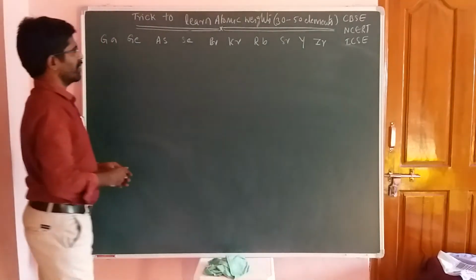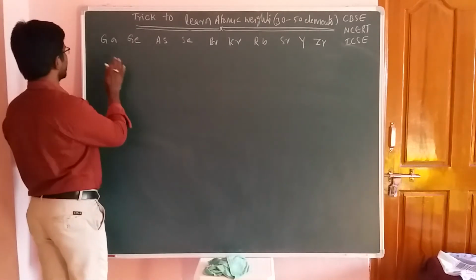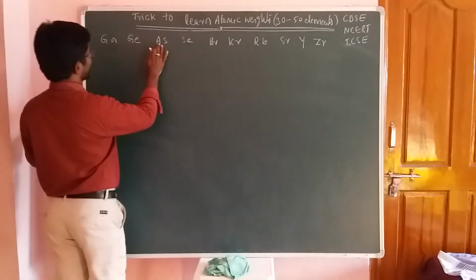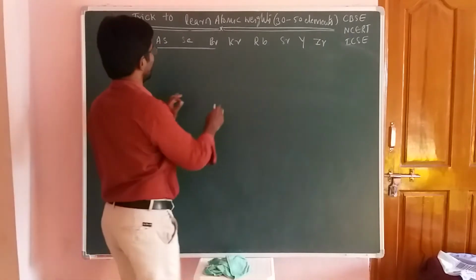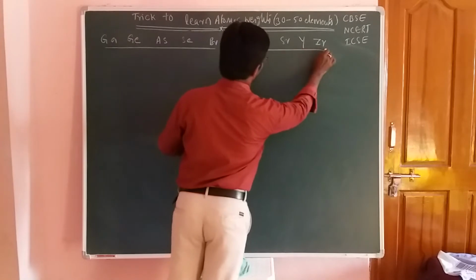Now these are clear. And first of all, now you have to separate the two sets in this one. 1, 2, 3, 4, 5. So up to bromine is one set, and again you have to separate this one: 1, 2, 3, 4, 5 elements. Okay, now these are the next set.